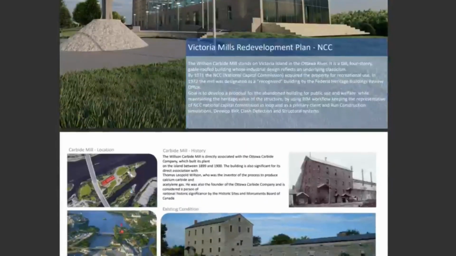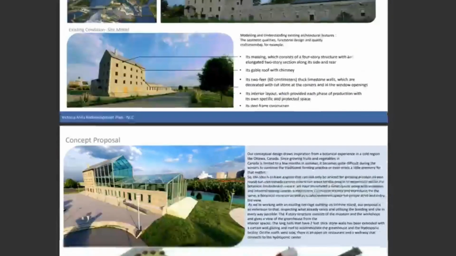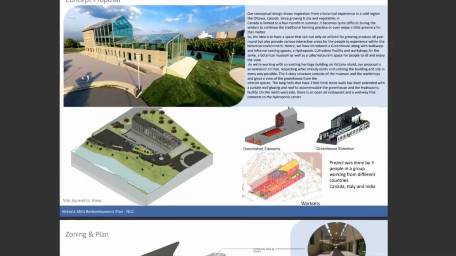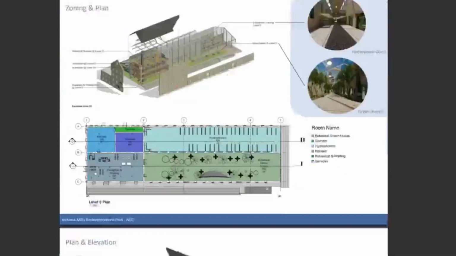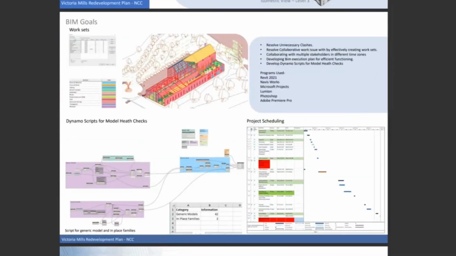It was on Victoria Island, Victoria Mills, you will find it. I'm showing you just the slide of what we did in our previous group. So that is something that you will have fun with. Actually, if you like architecture and BIM, then you will have fun with it.